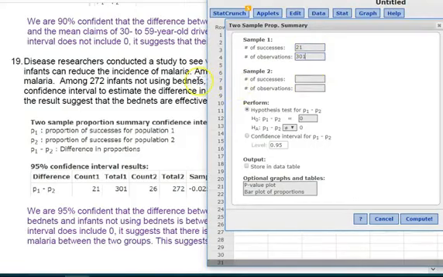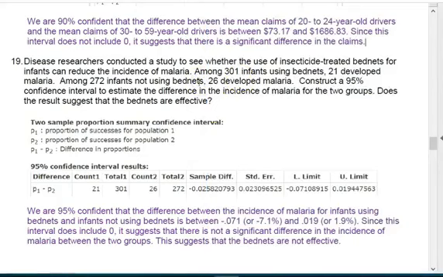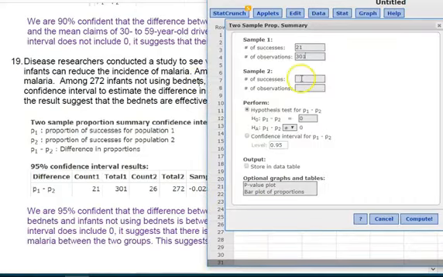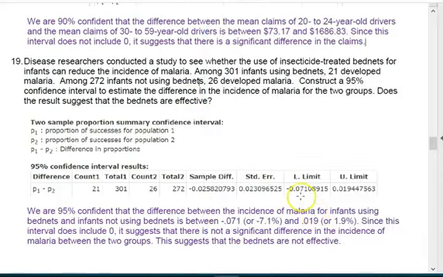For the other group, there were 26 out of 272 that got malaria. So our number of successes is 26, and our number of observations is 272. This time we're doing a confidence interval, and we want to make this 95%. Here are our results. This time our lower limit is negative and our upper limit is positive. Notice that these are pretty small numbers because we're talking about proportions now.